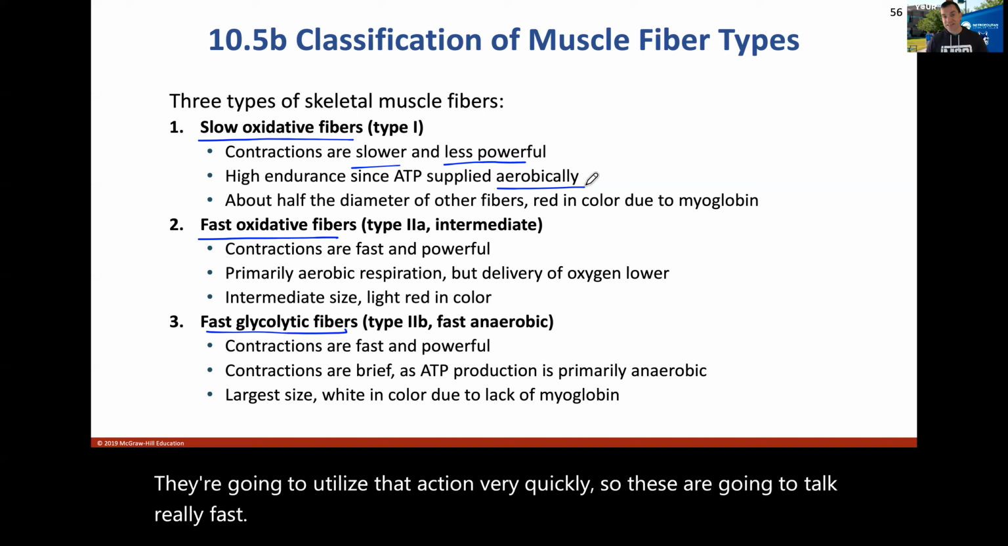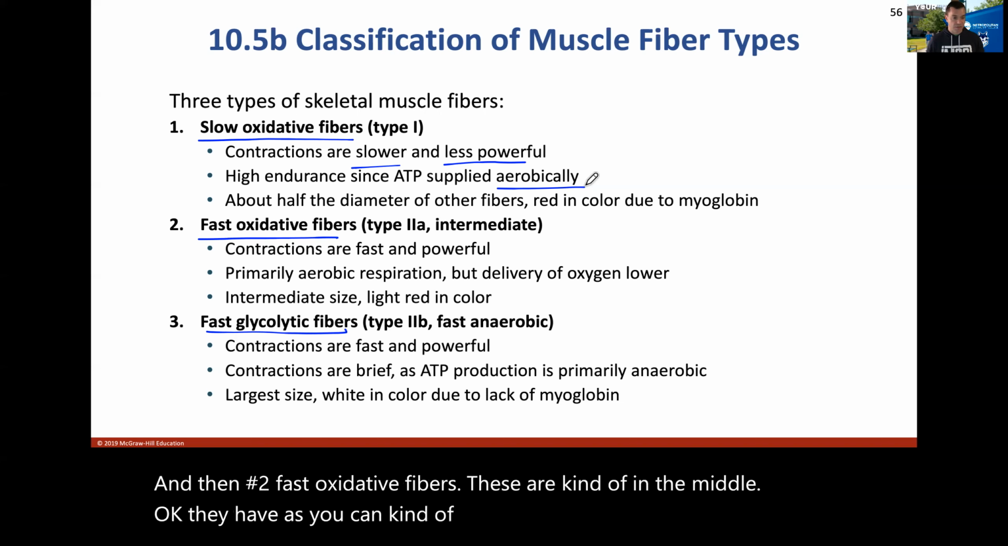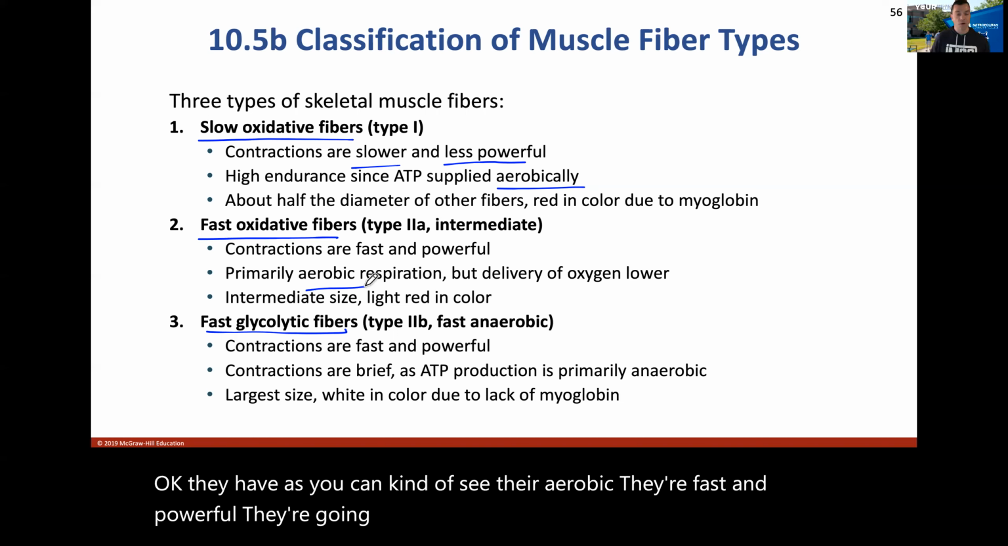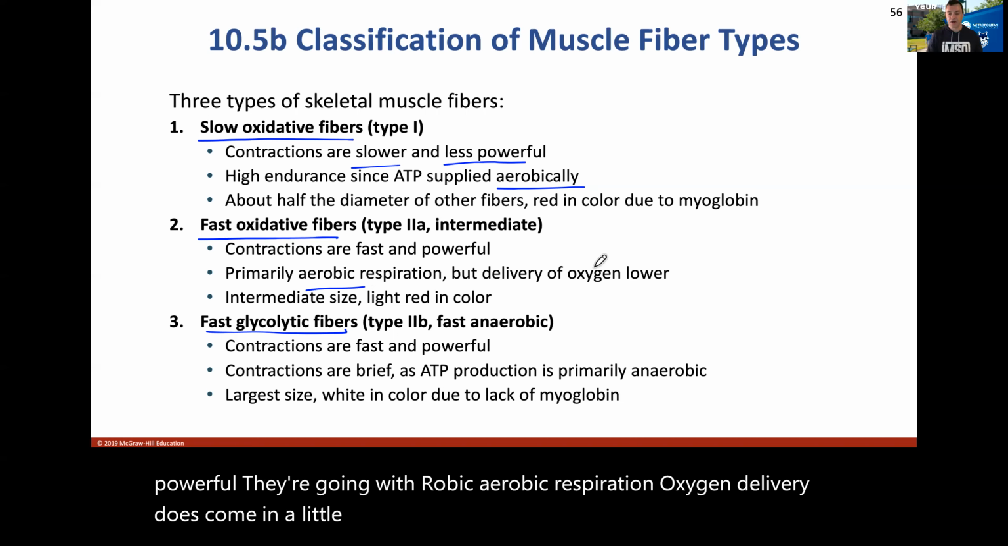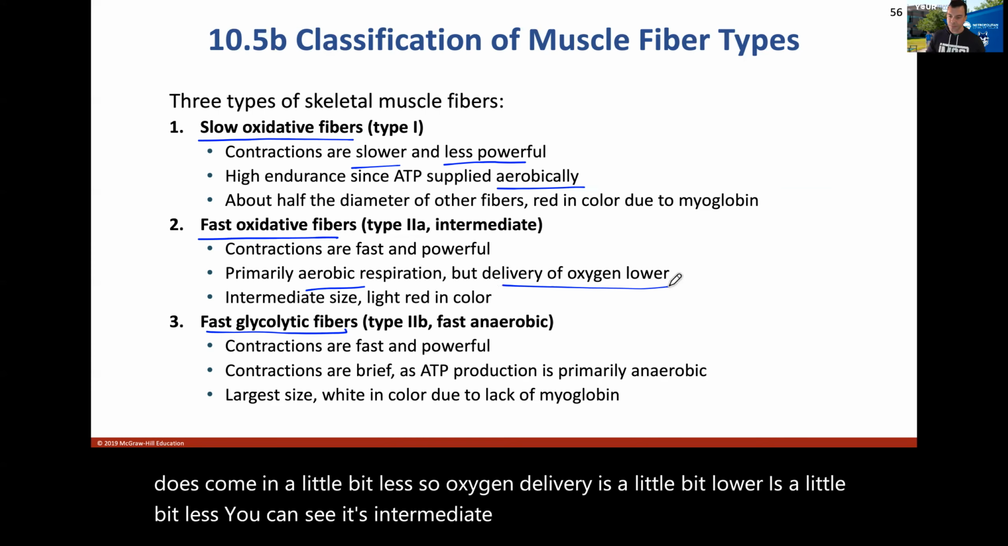And then number 2, fast oxidative fibers. These are kind of in the middle. They have aerobic, they're fast and powerful. There you go with aerobic respiration. Oxygen delivery does come in a little bit less. You can see it's intermediate in size. It's in between.